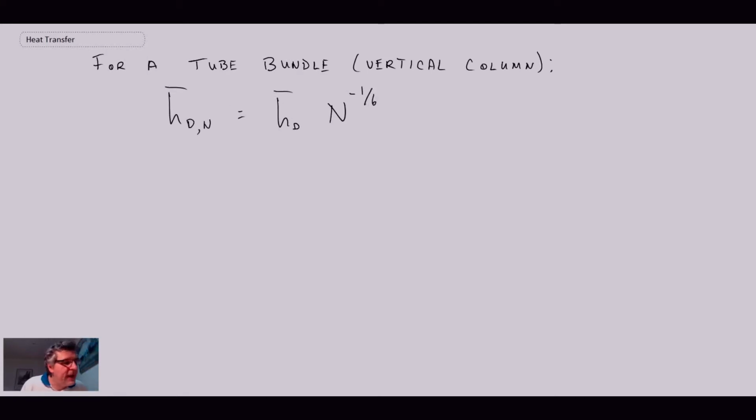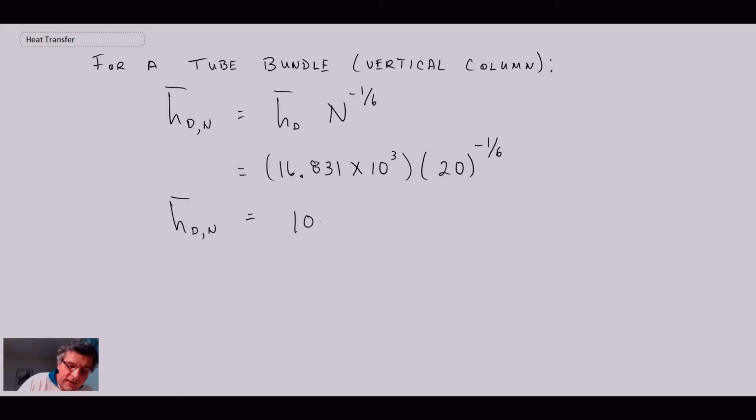If you recall from the last segment, this would actually reduce the convective heat transfer coefficient. The reason is that as the film grows on each successive tube lower in the bundle, the film itself acts as a bit of an insulating layer. That has the net effect of reducing the convective heat transfer coefficient, and that's reflected in the negative power here. When you do that, the average convective heat transfer coefficient for the vertical column is actually a little smaller, at 10,216 watts per meter squared Kelvin.